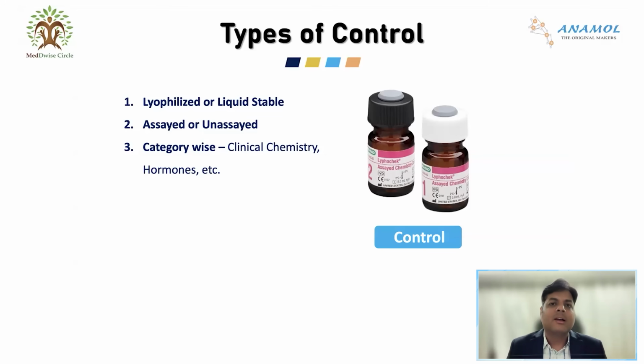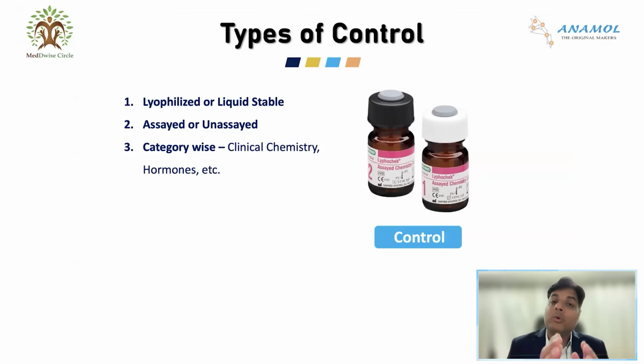Sometimes when we take the control vial, we see that the range of every particular analyte is already given in the value chart. This type of control is called an assayed control, where the range or the values of any particular analyte are pre-printed in the value chart. But sometimes, friends, the values are not printed in the value chart. The entire control is given without a value chart. Such types of controls are called unassayed controls.